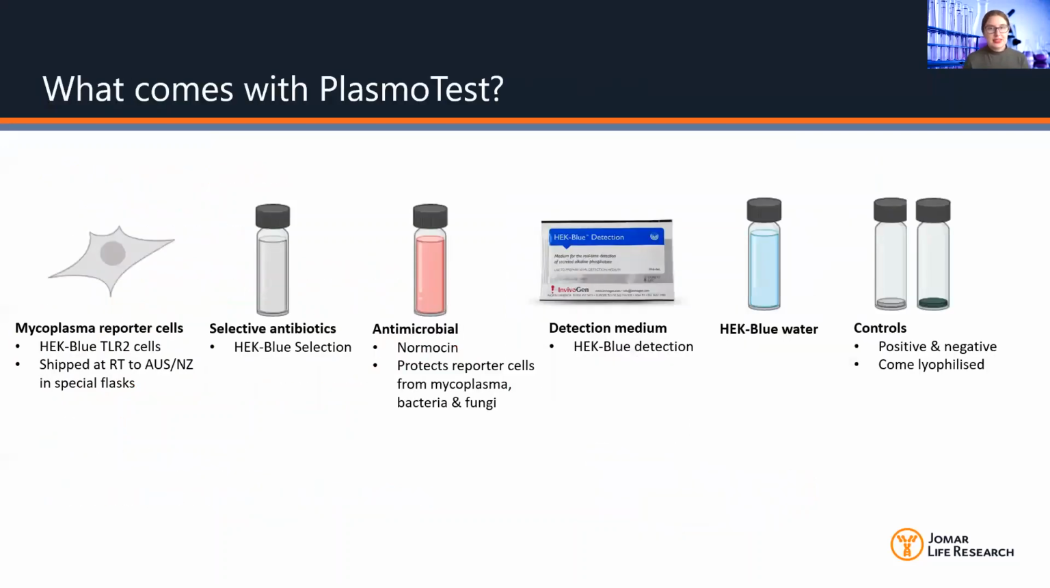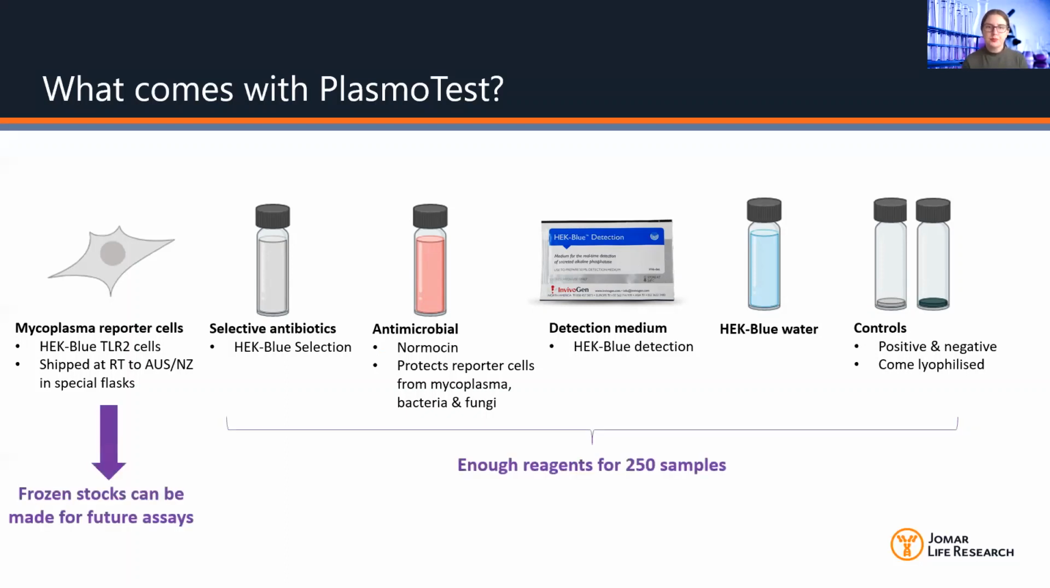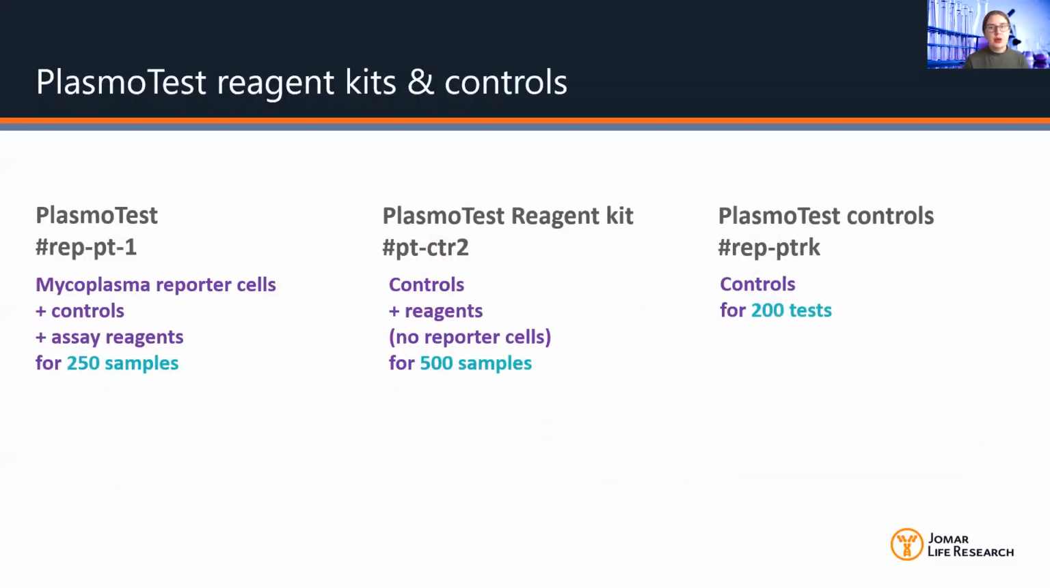As I mentioned, PlasmoTest is provided as a kit. This means that it comes with the Mycoplasma reporter cells as well as the products required for the assay, including the positive and negative controls. The PlasmoTest kit comes with sufficient reagents for up to 250 sample tests. Invivagen have products to restock PlasmoTest reagents and controls, such as their PlasmoTest reagent kit, which includes enough controls and reagents to test a further 500 samples. Or you can just purchase the PlasmoTest controls.